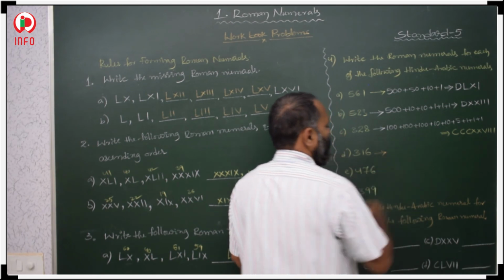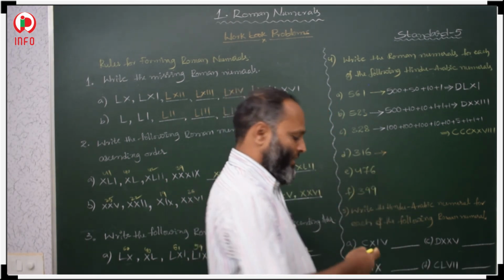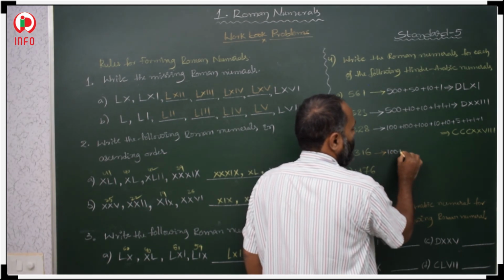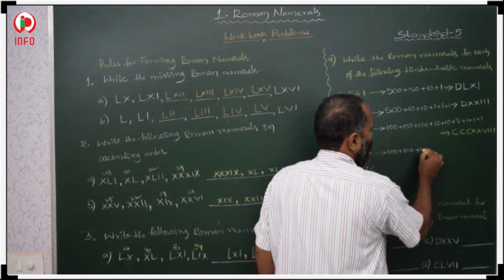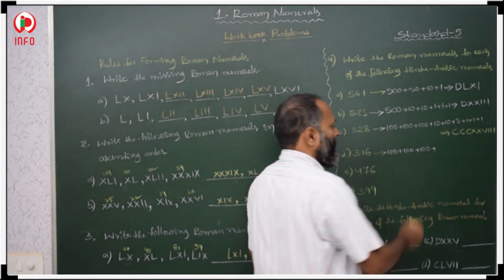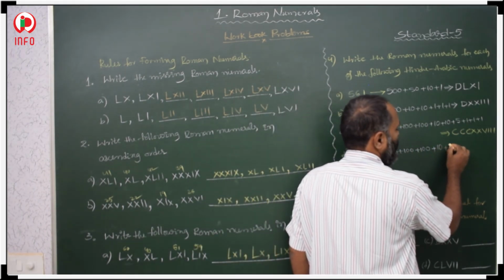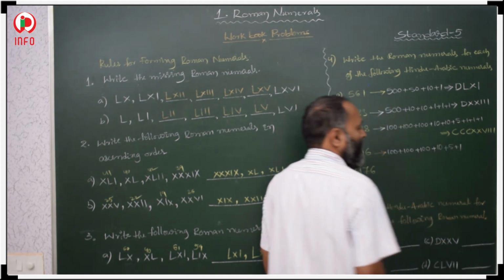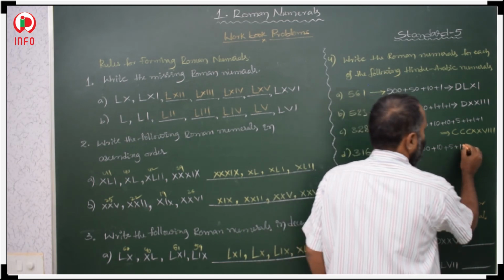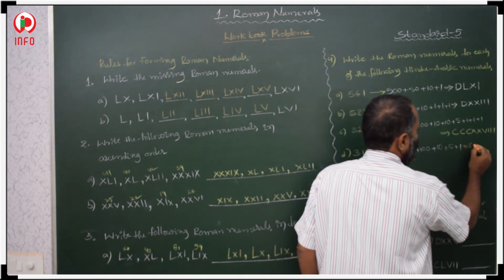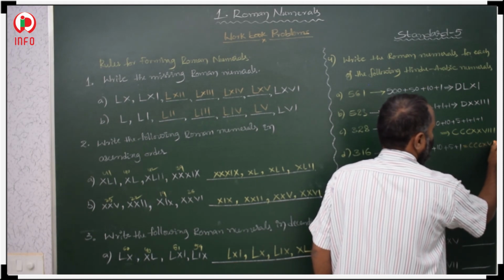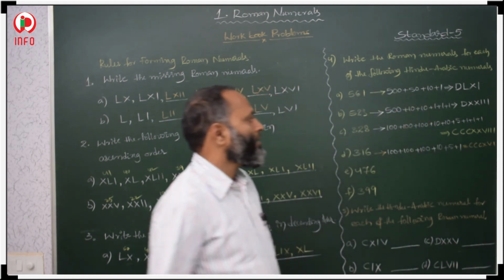Then 316. How to write 316? Again the same: 300 means 100 plus 100 plus 100. 300 and 16. How to write 16? 10 plus 5, 15, 15 plus 1, 16. So 316 is C, C, C, then X, V, I. So in this way.